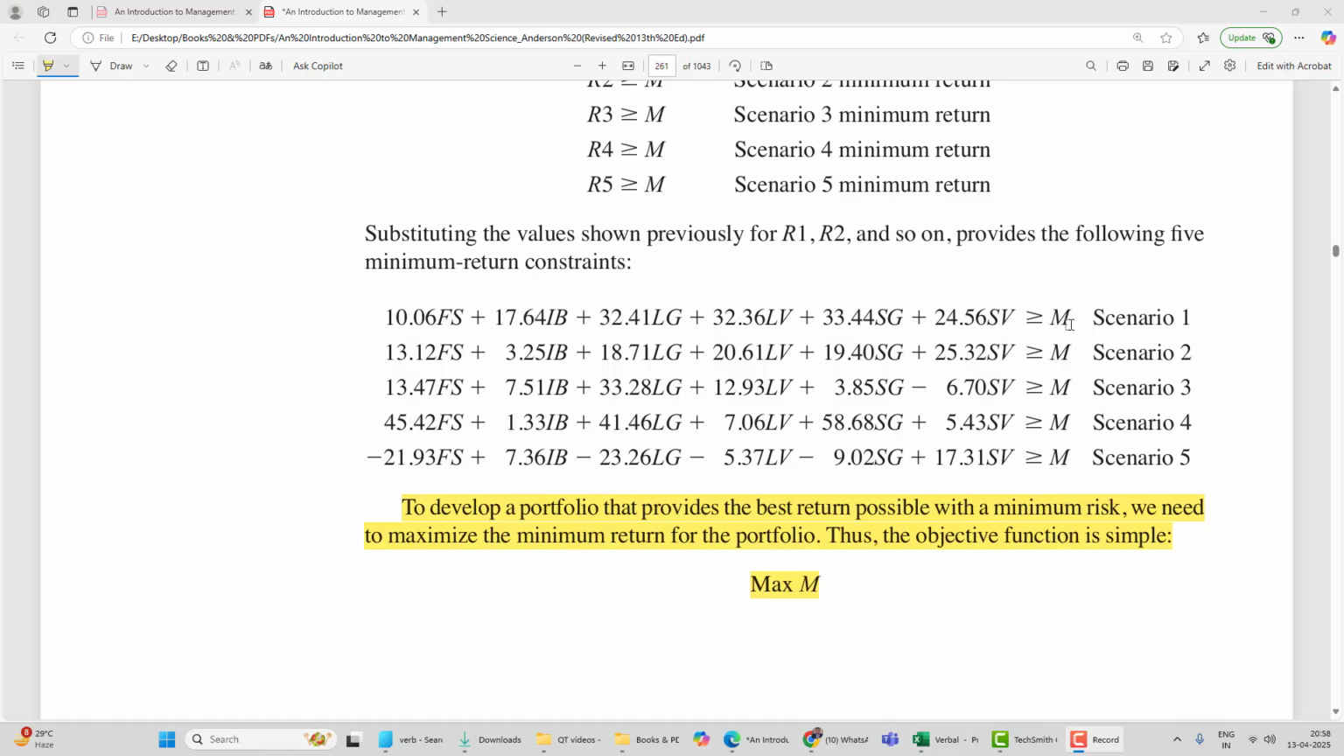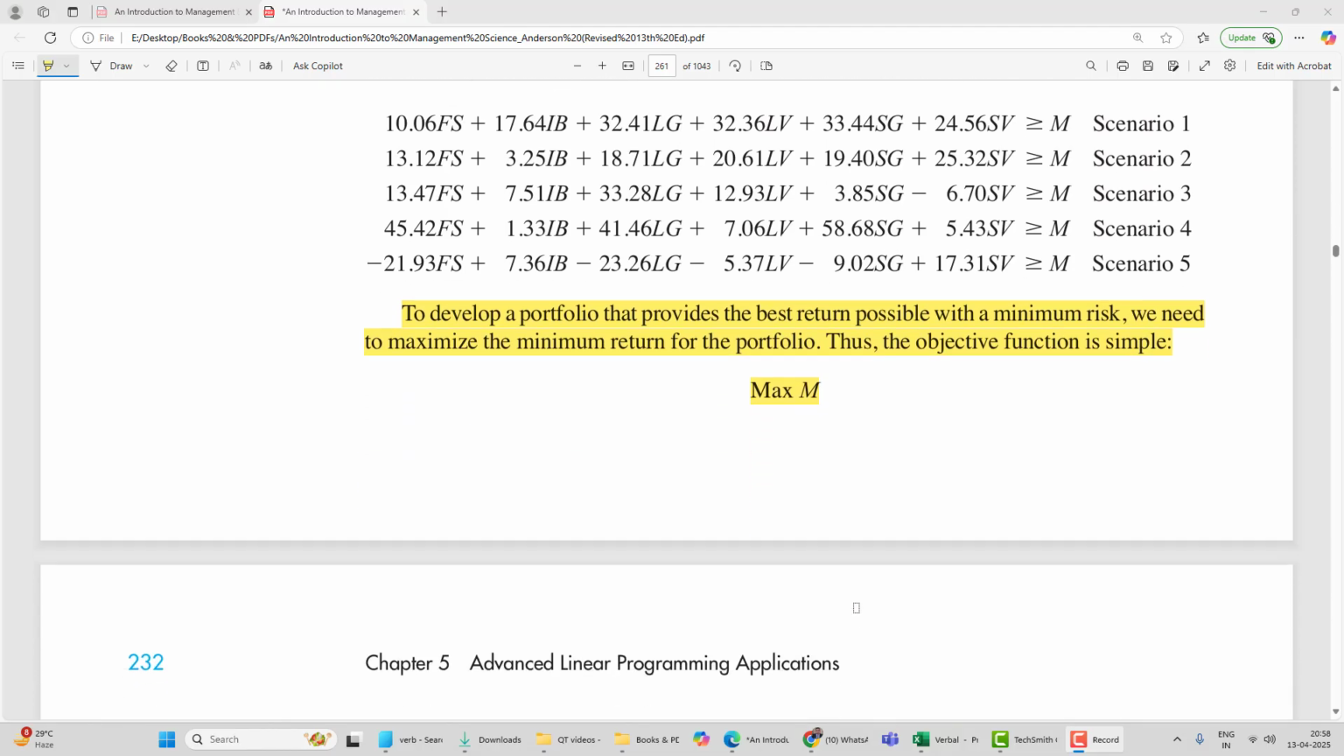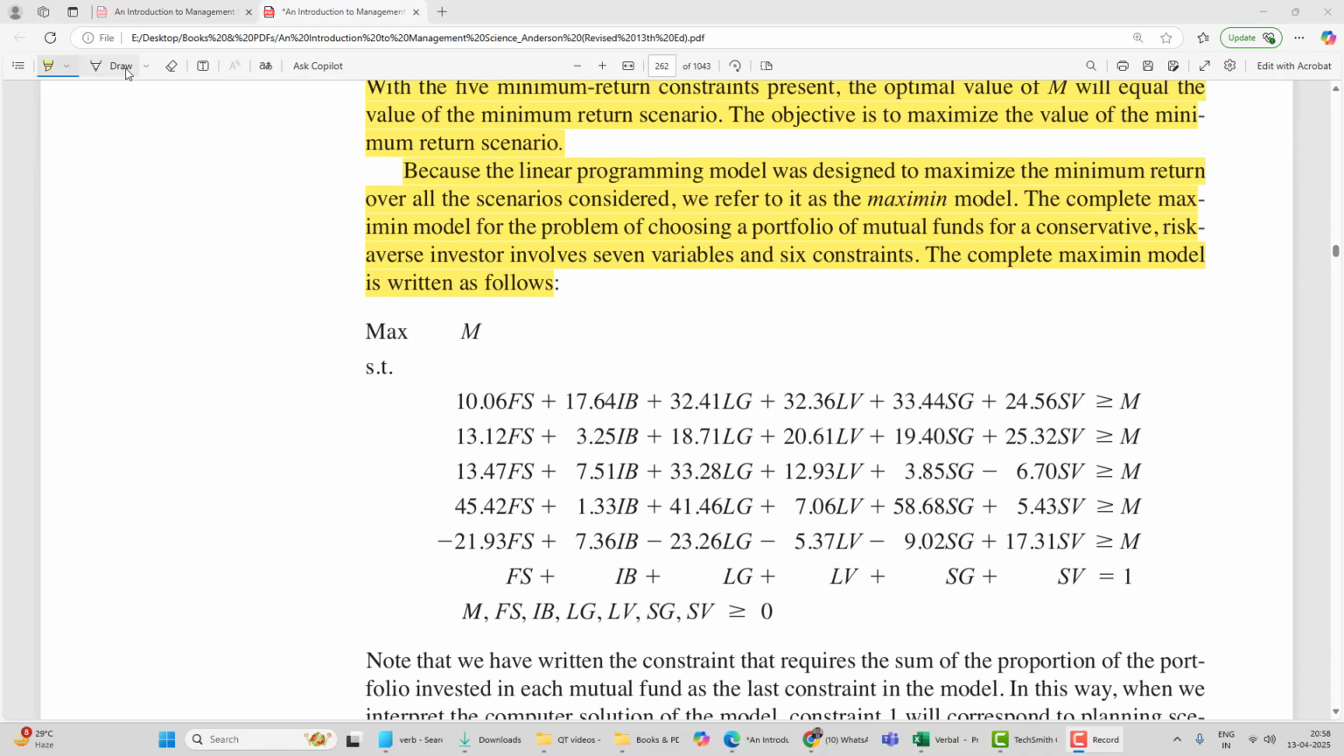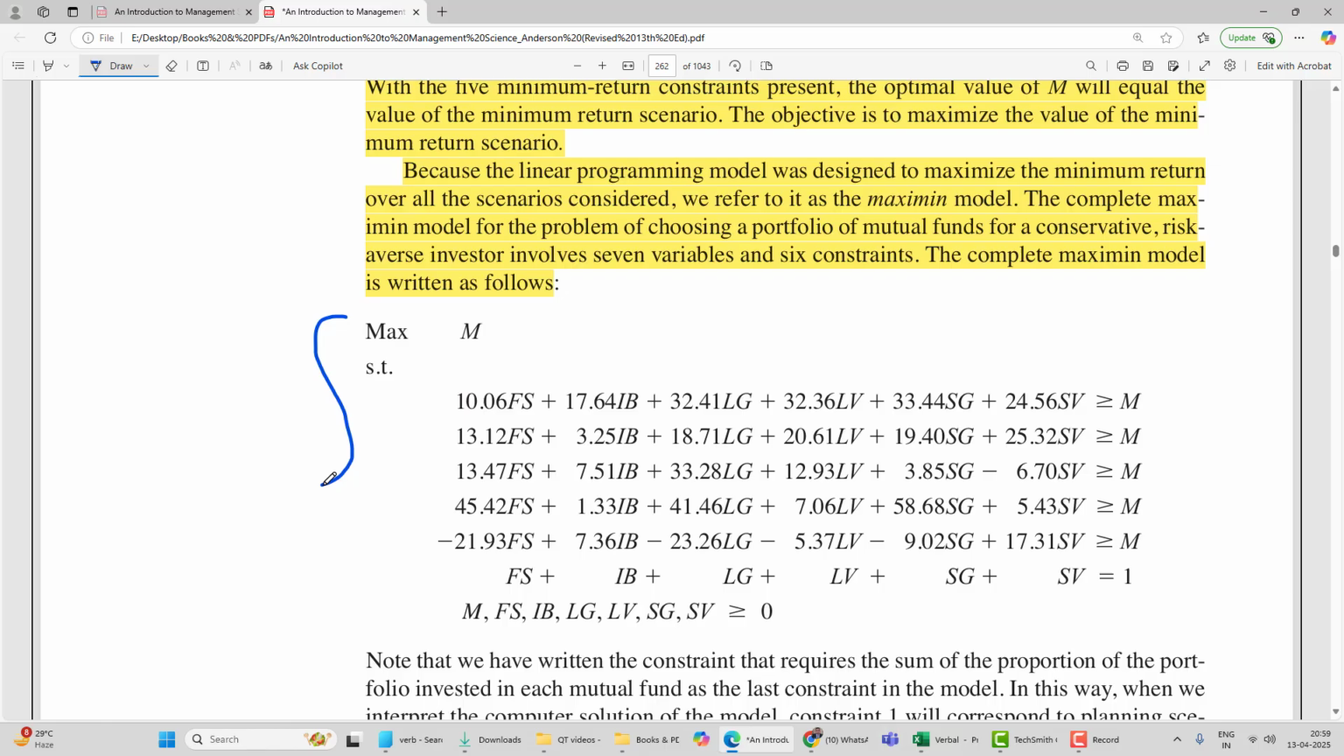Now to develop the portfolio, we have to maximize this minimum. That is why it is called maximizing the minimum, and it is also called the maximin model. You can see here the maximin model, and the entire model will now look like this. This is my entire model, right, from here to here: maximize that minimum return which you want the investor to be assured of, and this is what it is going to be.